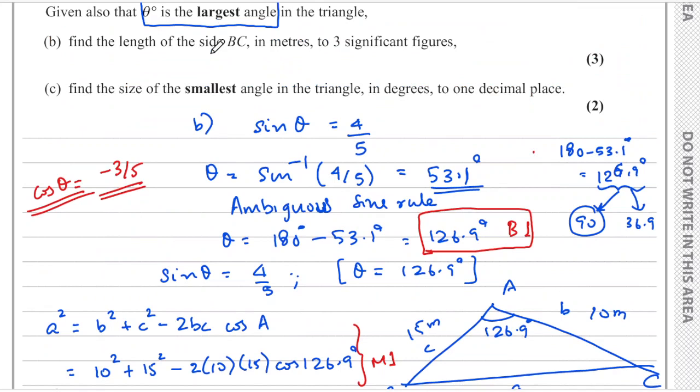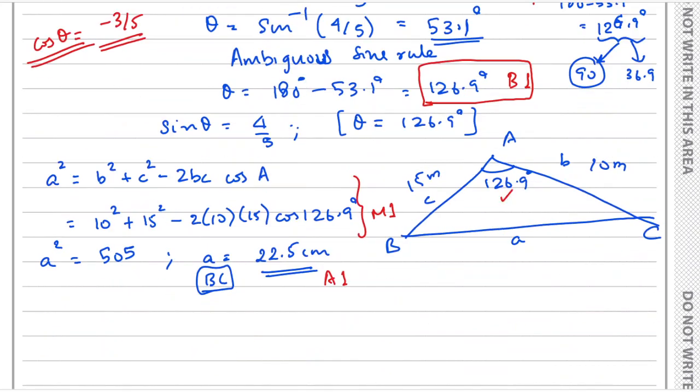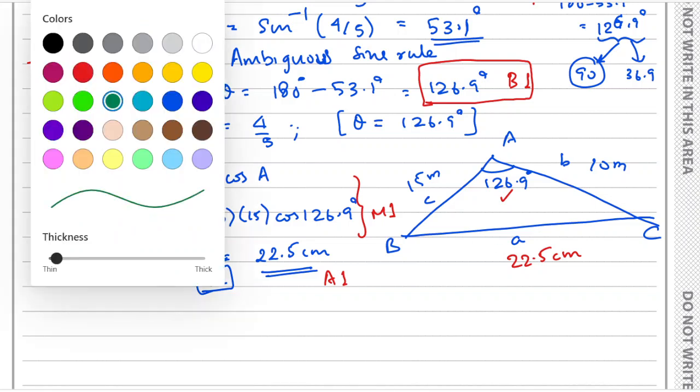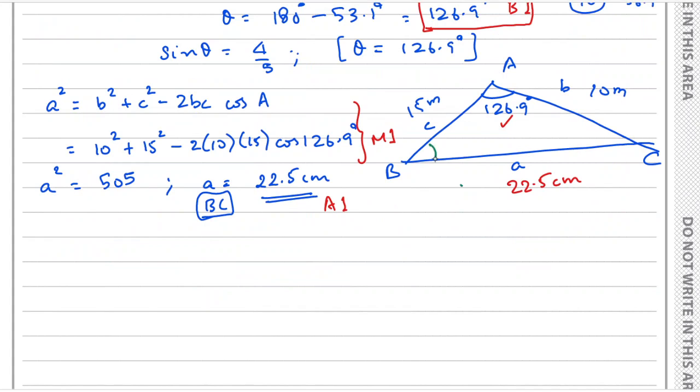Now the last part is to find the size of the smallest angle of the triangle. So you already have one angle over here, and now you found out this side also, which is 22.5 centimeter. So you can use the sine rule now because you have all the three sides of the triangle and one angle. So you can use the sine rule now to find out the second angle. You can find out either B or C, whichever you want. Okay. So maybe I'll start with B.